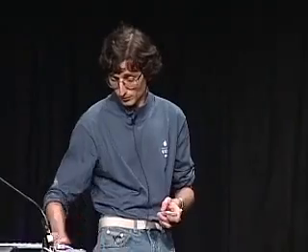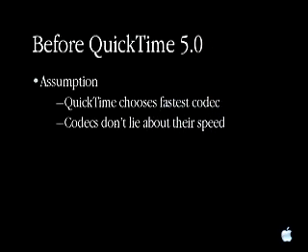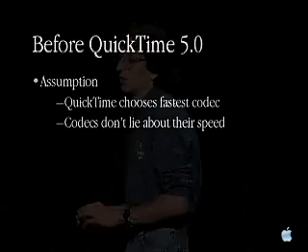So another assumption that QuickTime did have before 5.0. When you have a system which has multiple codecs able to decompress the same kind of data, we needed to choose one, right? So the one we chose, of course, was the fastest one, because every codec is supposed to report its speed. Internally, if you had two DV codecs installed on your system, we would get the speed for each of these codecs and use the one claiming that it was the fastest.